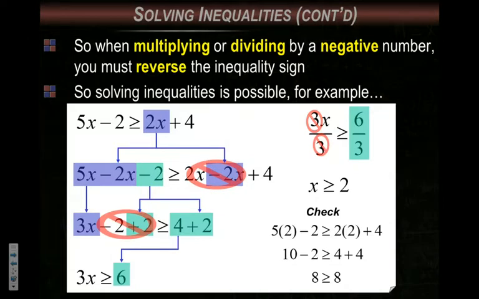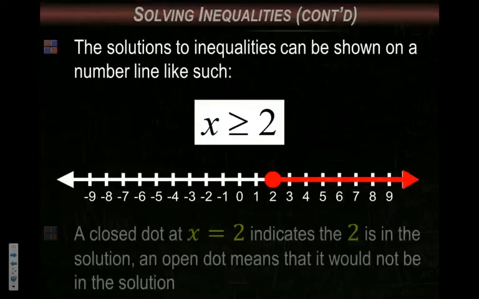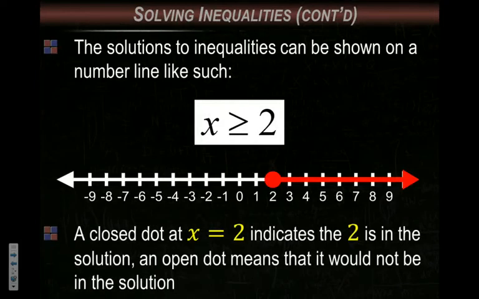Yes? Well, it's any number that's either 2 or any number bigger than 2. Yeah, any number. Okay? Now here's how you draw it. If you draw a dot that's filled in, that means it includes the 2. So that would be for the symbol greater than or equal to.